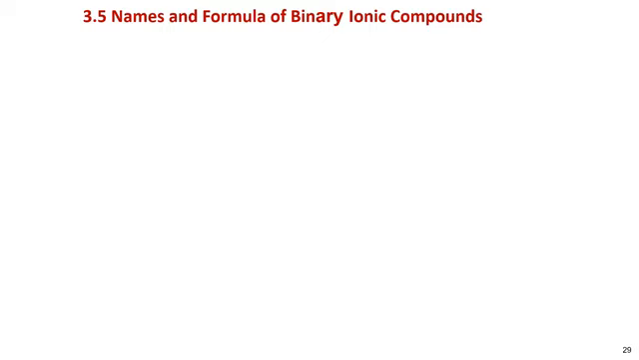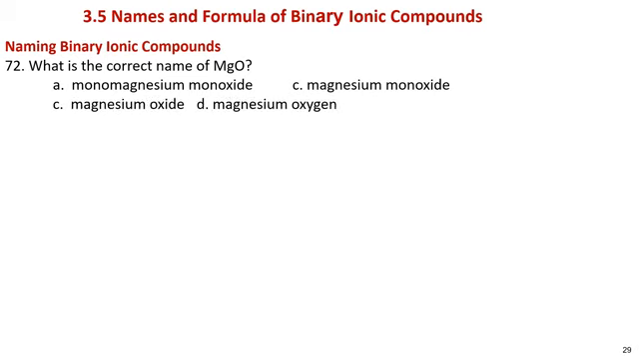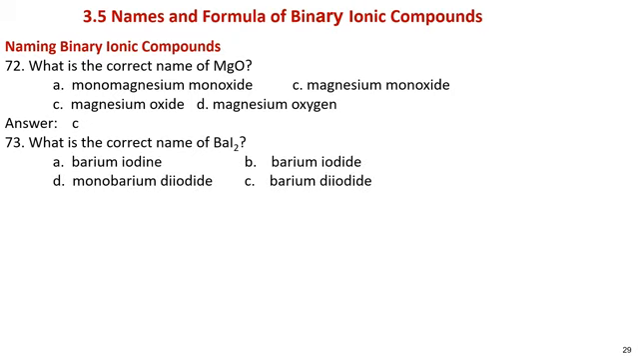How do you name from the formula? This is magnesium oxide. You don't use prefixes like monoxide. In an ionic compound, you never use prefixes. For a covalent compound, we use carbon dioxide. Answer is C, magnesium oxide. Barium iodide. Answer is B.